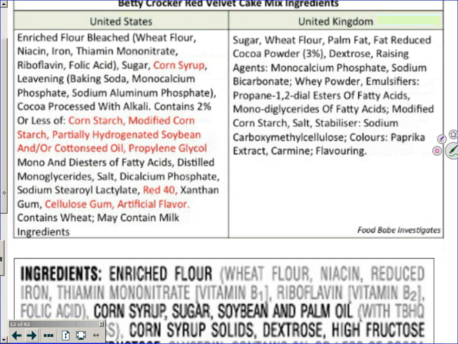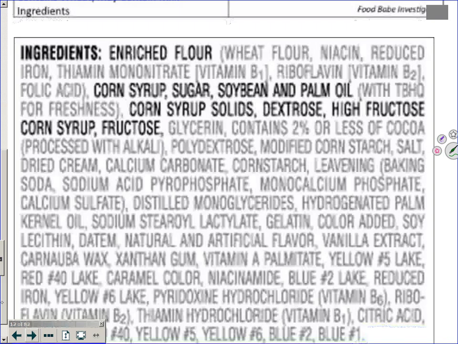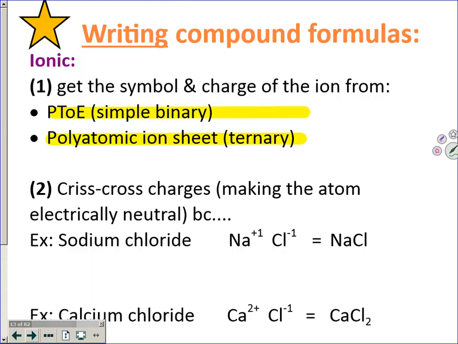Look down here. Okay, we've got thiamine mononitrate, which is going to be vitamin D. There's all kinds of stuff. Calcium carbonate, we're going to learn that one. There's all kinds of stuff that you eat on the daily that actually has a chemical formula that we're going to learn. So you'll see some of this out in the real world if you actually look for it.